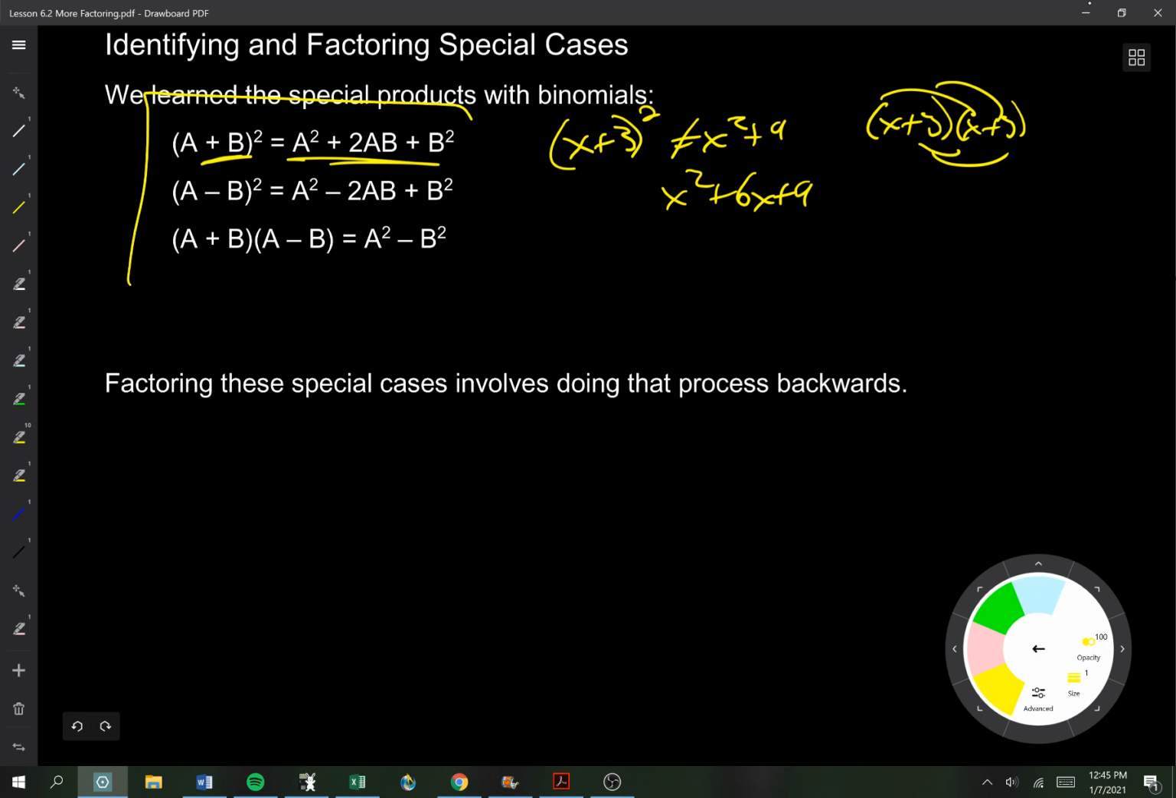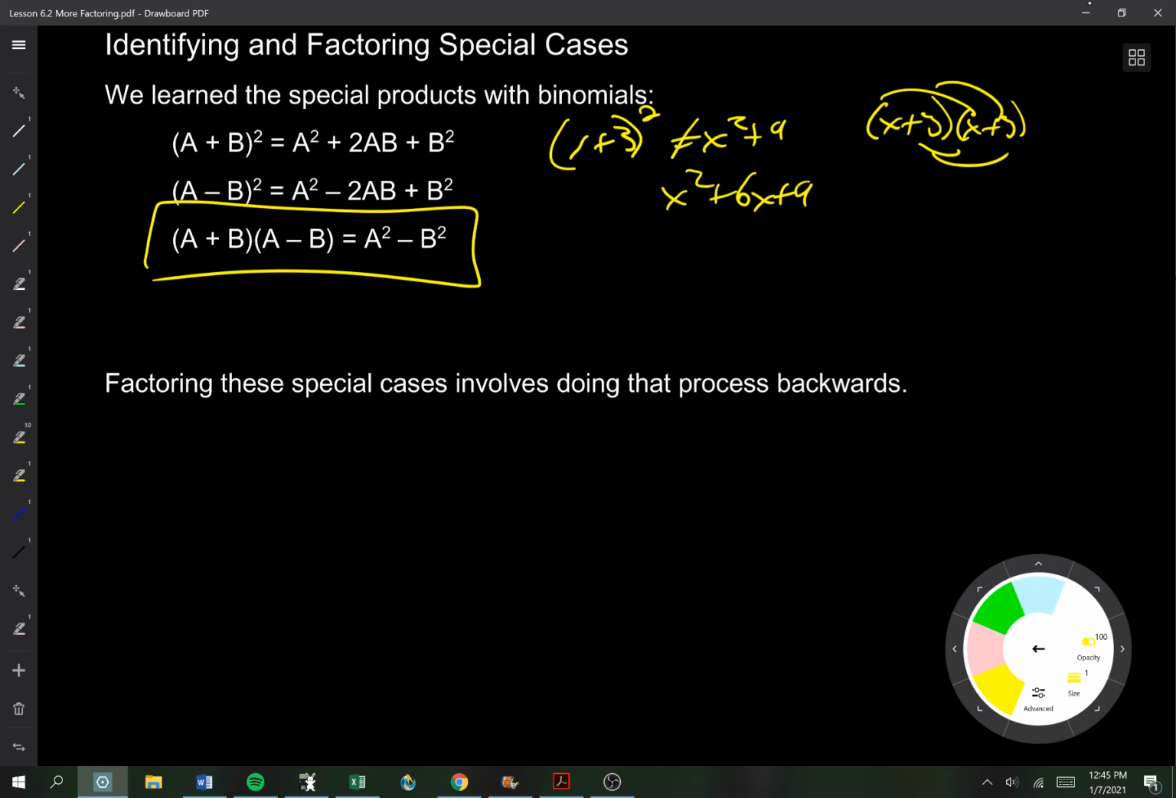So these are the 3 special products that we worked on last chapter. A plus b squared, a minus b squared, and then the difference of squares. A plus b times a minus b is a squared minus b squared. For example, like x plus 5 times x minus 5 is x squared minus 25. That's an example of a difference of squares. Well, factoring is just doing that process backwards.